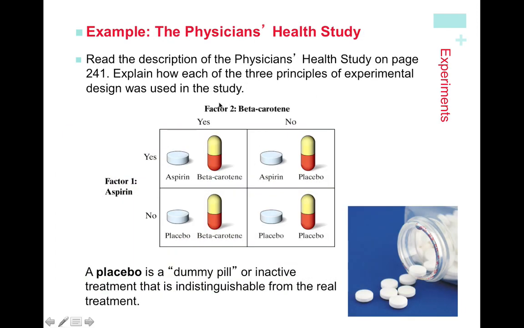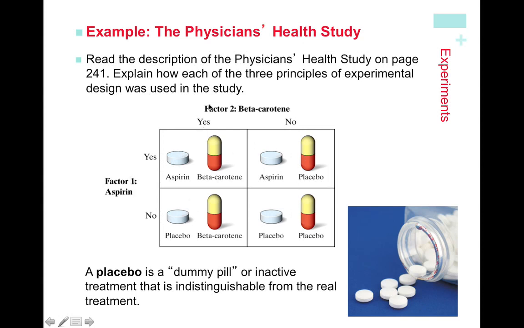All right, here's another example here. In this example right here, they're actually doing, I think they were measuring heart performance or something like that. But anyways, a couple things here. So they had a treatment they were giving. The treatment was a combination of aspirin and beta-carotene. There's actually 4 treatments then, because you could have yes aspirin, yes beta-carotene, and so on.